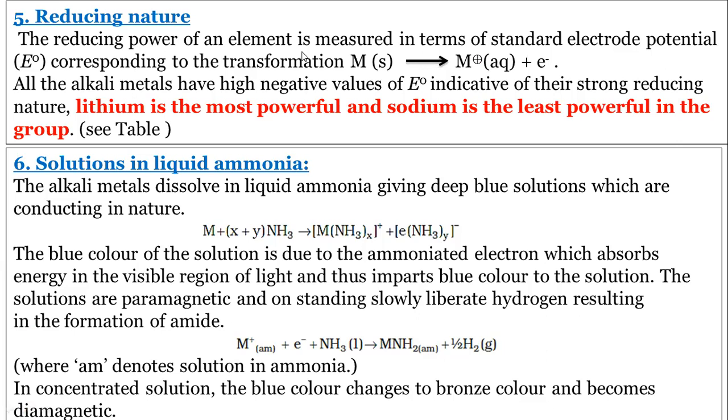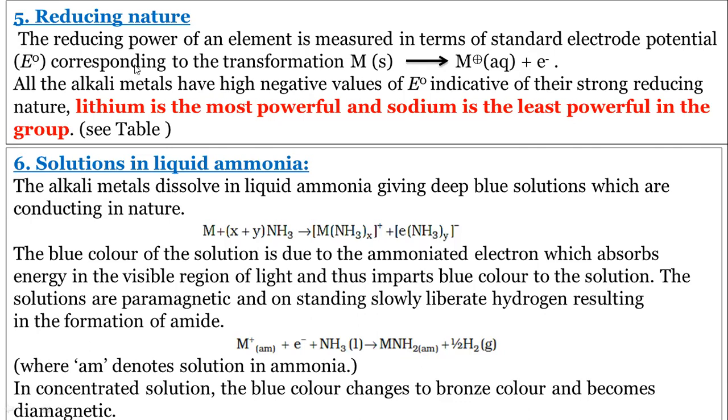The reducing power of the element is measured in terms of standard electrode potential. Actually, this part is included in the chapter on redox reactions, and I told you to read these standard electrode potential values. One table is given on the last page of the redox reaction chapter. In that table, the standard electrode potential value is denoted with E naught.